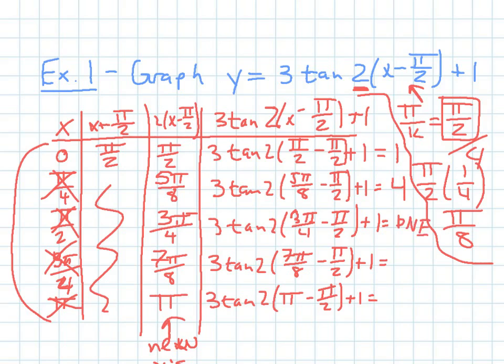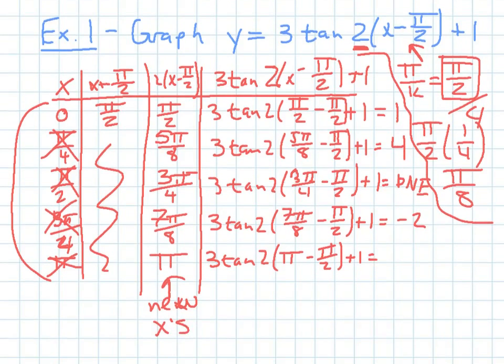And then for 7 pi over 8, minus pi over 2 gives me 3 pi over 8, times 2 gives me 3 pi over 4. Tangent of 3 pi over 4 is negative 1. Negative 1 times 3 is negative 3, plus 1 gives me negative 2. And then, as you can see, the pattern should be that I get 1 back. So pi minus pi over 2 is pi over 2, times 2 is pi, and tangent of pi is 0, 0 times 3 is 0, 0 plus 1 is 1.